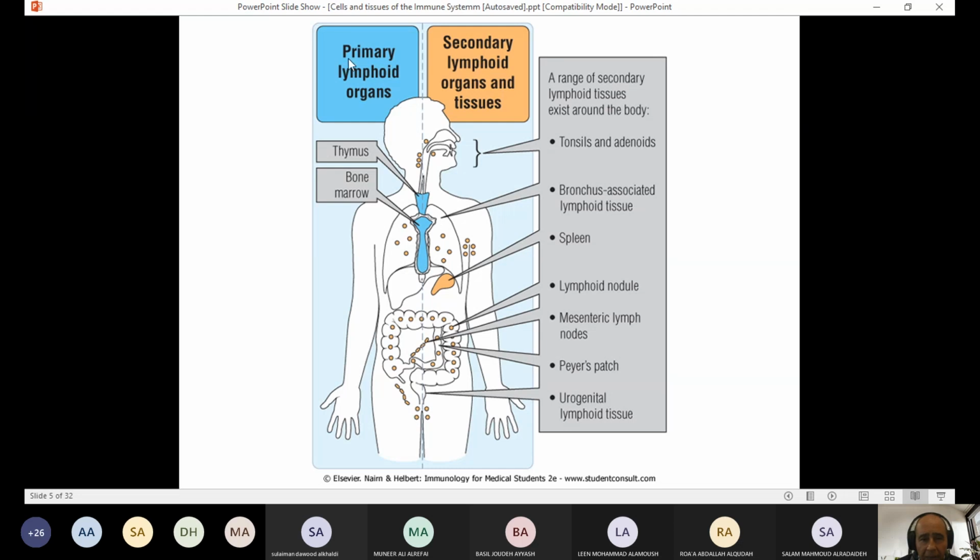So remember that primary lymphoid organs, the bone marrow, and the thymus gland, and the secondary lymphoid organs, the others, tonsils, lymph nodes, the spleen, Peyer's patches, urogenital tract or bronchus associated lymphoid organs.